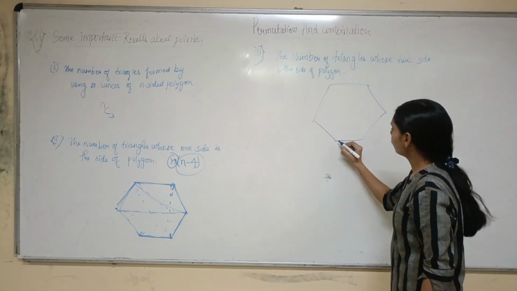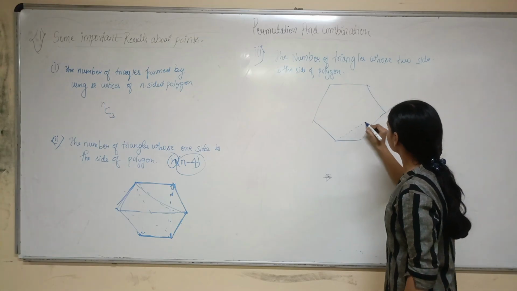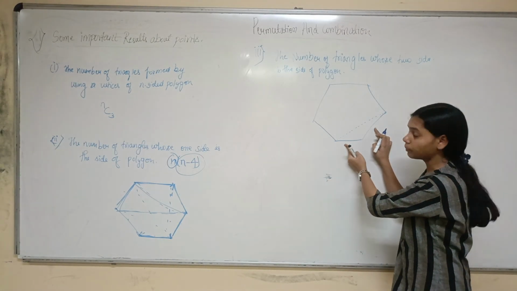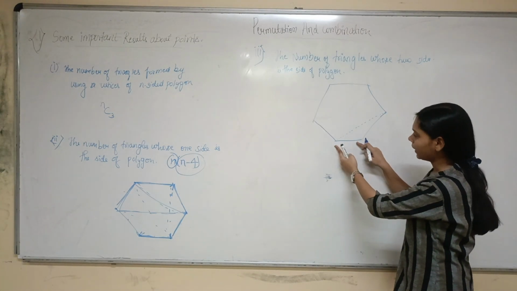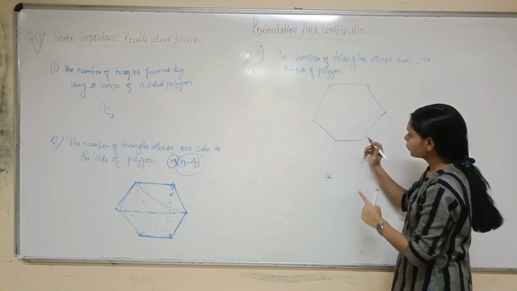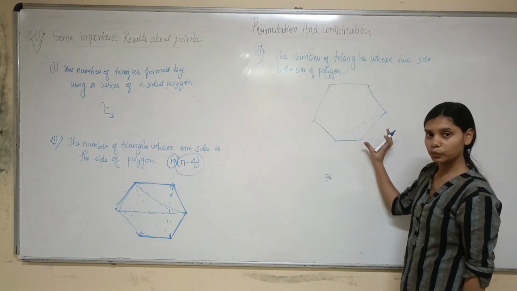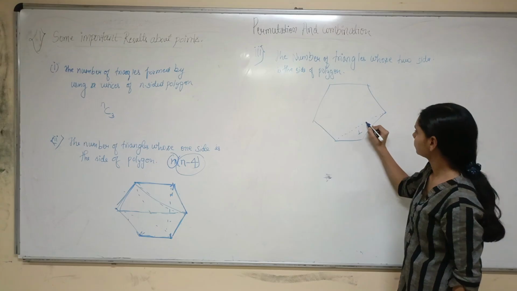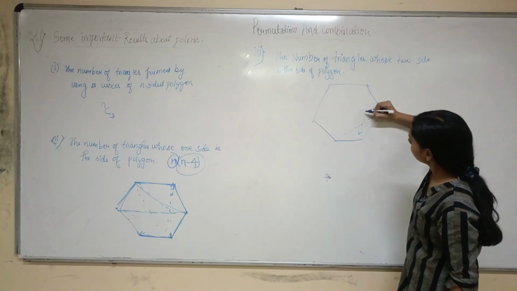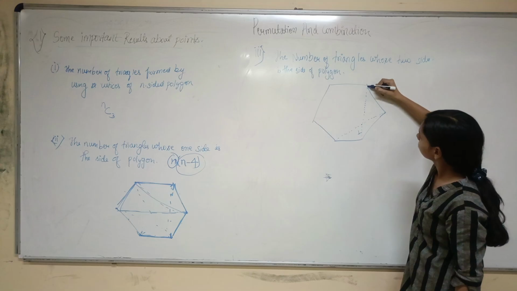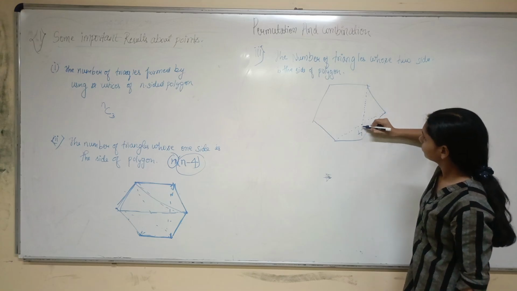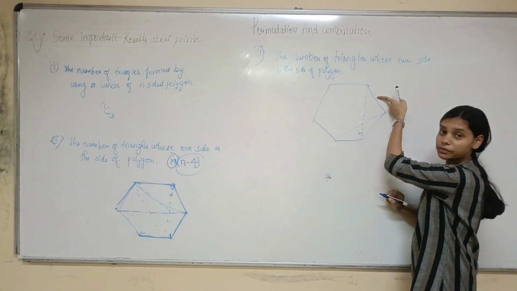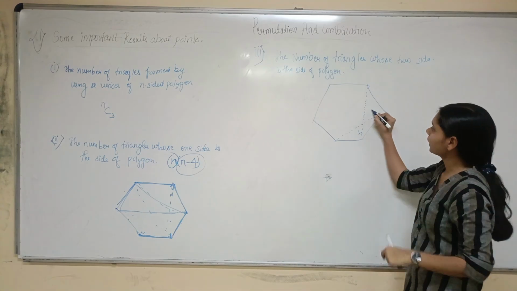okay, so we can form a triangle like that. This triangle contains two sides of the given polygon, right? First side is there and second side is there. Okay, so this triangle contains two sides of the polygon. Again, this is one triangle first. If we join this, this triangle also contains two sides of the given polygon. This is one and this is two. Okay, this is the second triangle.